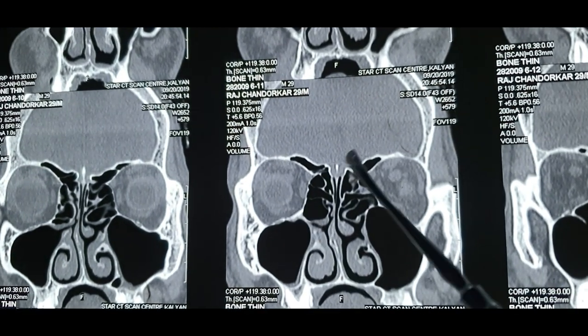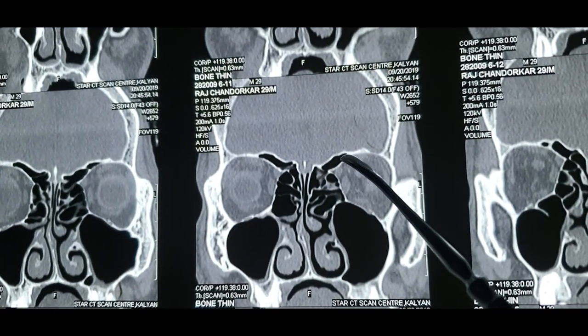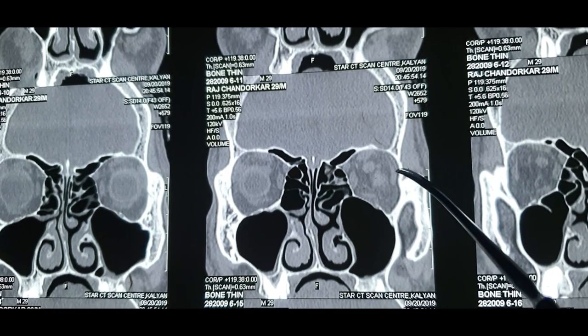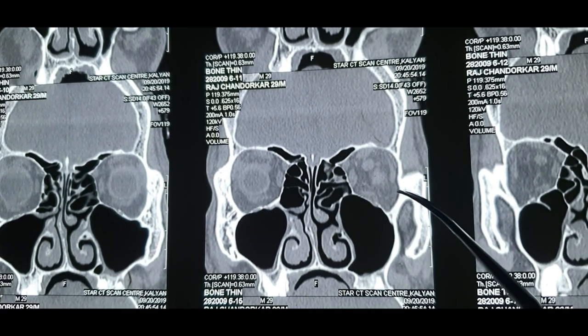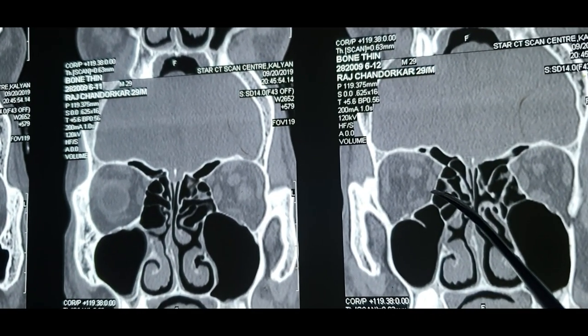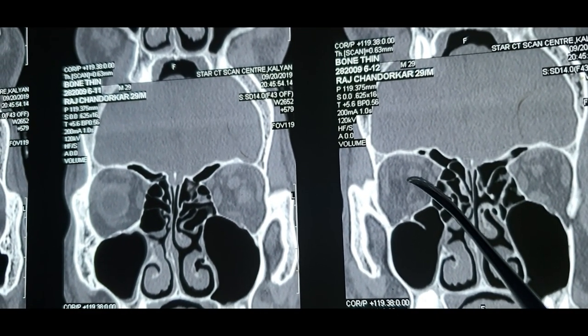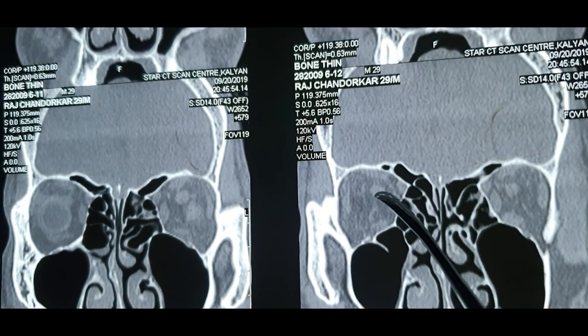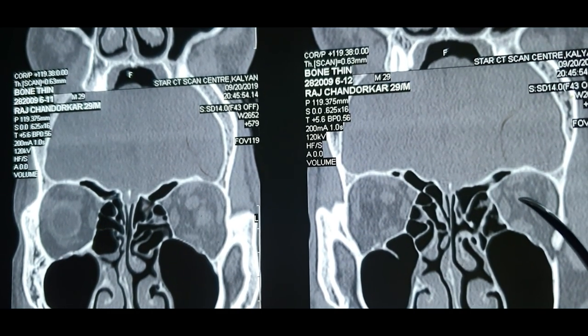So basically this is the orbit, this is the roof of the orbit, the medial wall, the floor of the orbit, the lateral wall. This is the bony orbit, and this is the muscle layer. Now what we see here is the optic nerve in between. This is the optic nerve in the center.